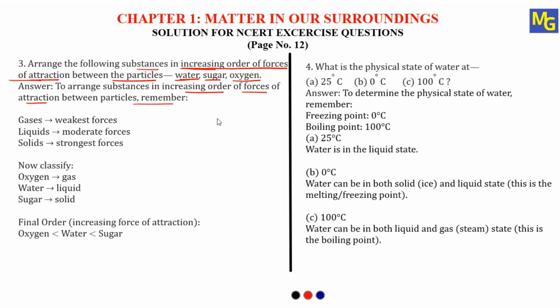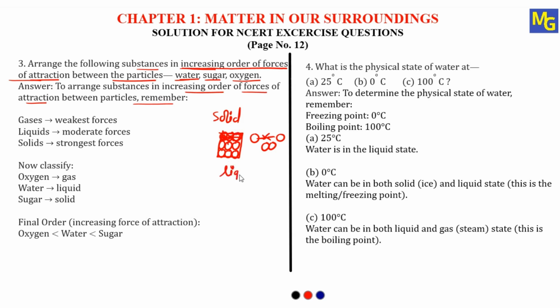So the answer: to arrange substances in increasing order of force of attraction between the particles, remember some points. I have already explained this while explaining the chapter. You can go through all my videos so that it will be easy to answer this question. In a solid, the arrangement of particles is packed. Particles in a solid are arranged very close to each other. Why? Because the particles have a strong force of attraction. Each particle attracts the other particles toward itself, and because of the strong force of attraction between them, they come close and stick to each other. That's why we get this type of arrangement in a solid.